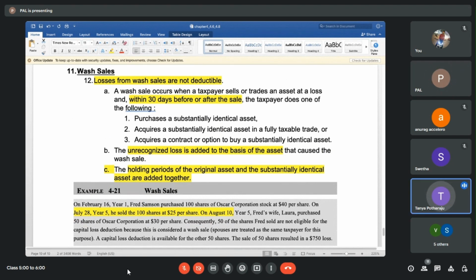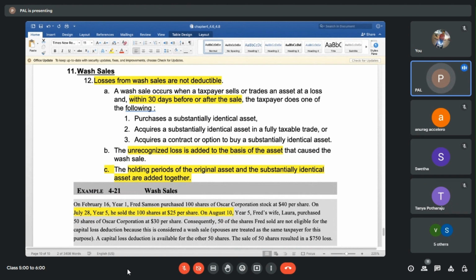When you make a sale of a stock and take a loss on it, but within a stipulated period, typically within 30 days, you buy that stock or bond again, then you don't get the loss from the first trade. That is right. Yes, that's correct. So the whole idea is, what is a wash sale?